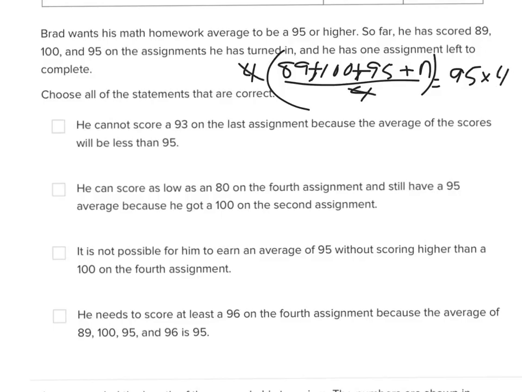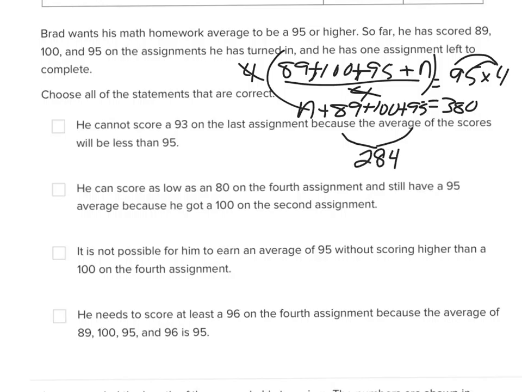So multiplying 95 times 4 is 380. 90 times 4 is 360. 5 times 4 is 20, so it's 380. So these need to add up to 380. 89 plus 100 plus 95 plus the n has to equal 380. So those three numbers add up to 284. So n plus 284 needs to equal 380. So if I subtract 284 from 380, it looks like we need a 96.